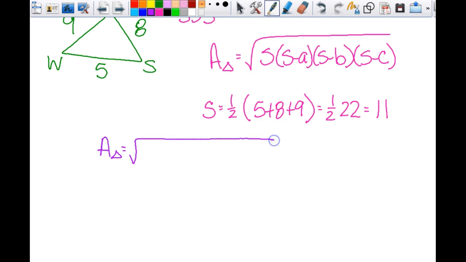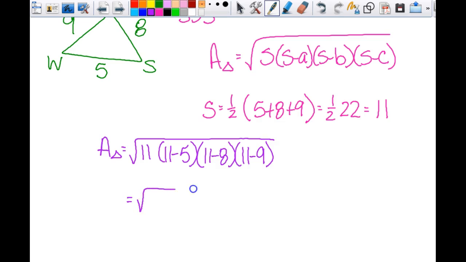So when I go and substitute this in, the area of my triangle is equal to the square root of 11 times 11 minus 5 times 11 minus 8 times 11 minus 9. And you can substitute all that into the calculator at once, or you can simplify a little bit. That's 11 times 6 times 3 times 2. Then you can let the calculator do the rest as long as you can type it in correctly.